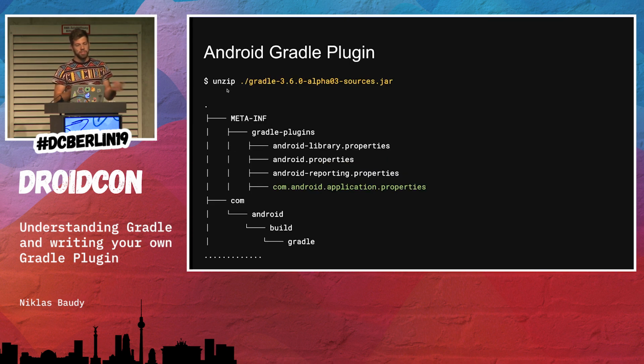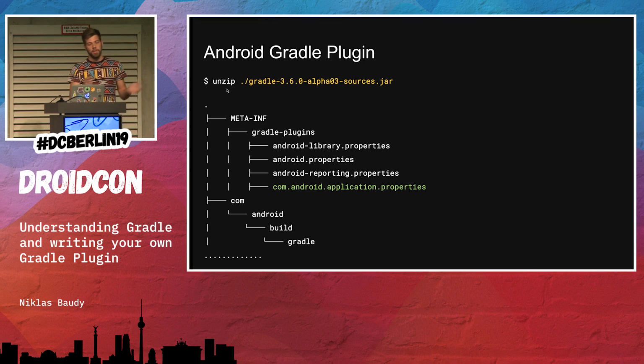We can easily unzip that jar file, which contains the sources, and if we do that, we can see that there's a META-INF directory, which has the gradle-plugins directory. And if we remember when we were applying the plugin, we were saying Android application, and now we can relate that there's an android.application properties file. And then also there's the Android build Gradle directories where all of the class files are being stored, or in this case where we are looking at the sources jar, all of the source code.